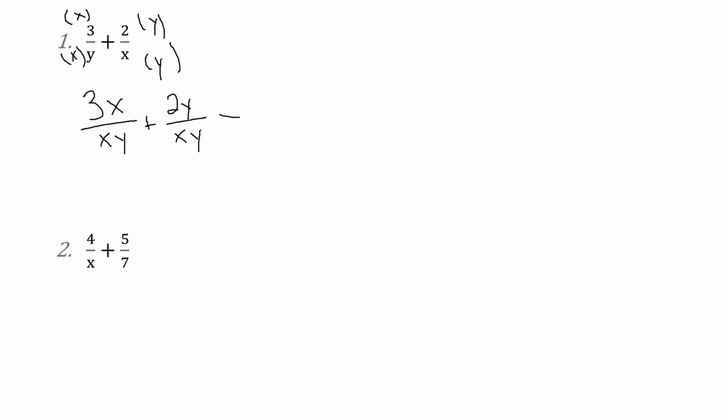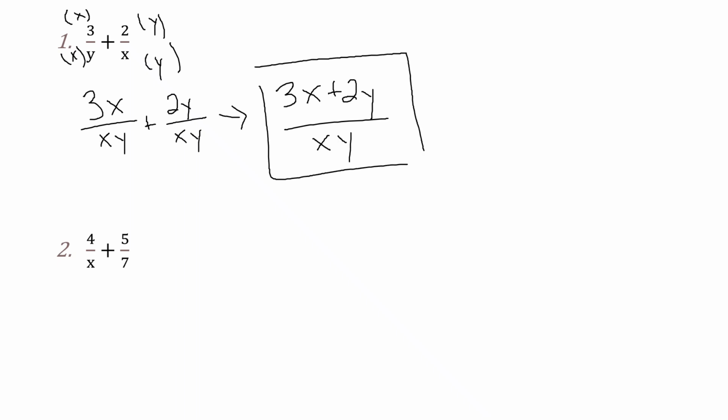If at this point your bottoms don't match, you need to go back and try again, okay? Once my bottoms match, I add my tops, but they are not like terms. So they have to stay as 3x plus 2y. And then I keep my denominator, and that's it.